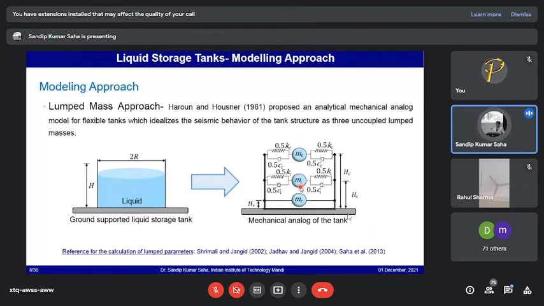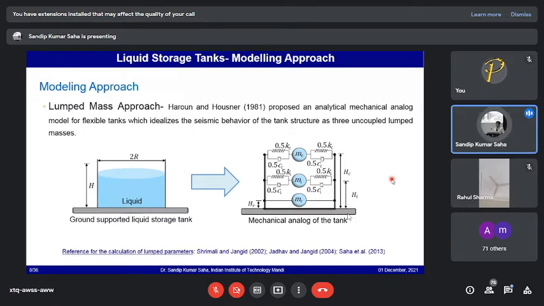These parameters have been proposed by Haroun and Housner, and if you are interested to look into these parameters, the mathematical equations have been given based on the research by Haroun and Housner in several literature as mentioned in these slides.